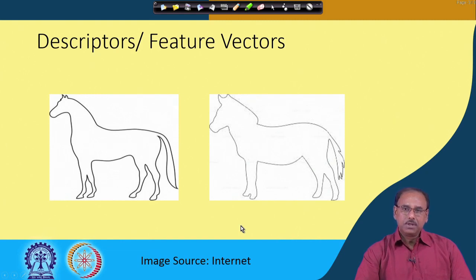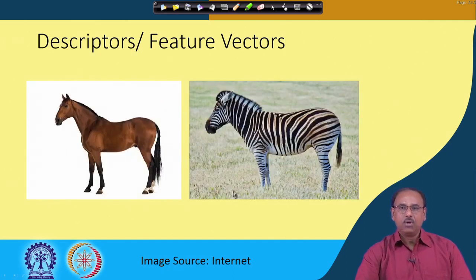To distinguish between these two animals, horse and zebra, we need the description of the shape obtained from the boundary of the figures. In addition, we also need information about the color, the texture and the intensity. These are the descriptors or features known as region descriptors or region features.